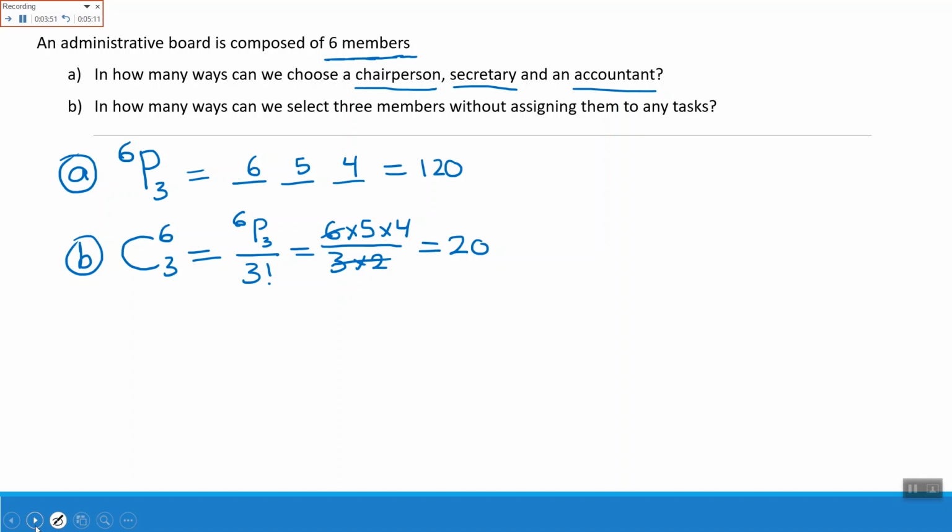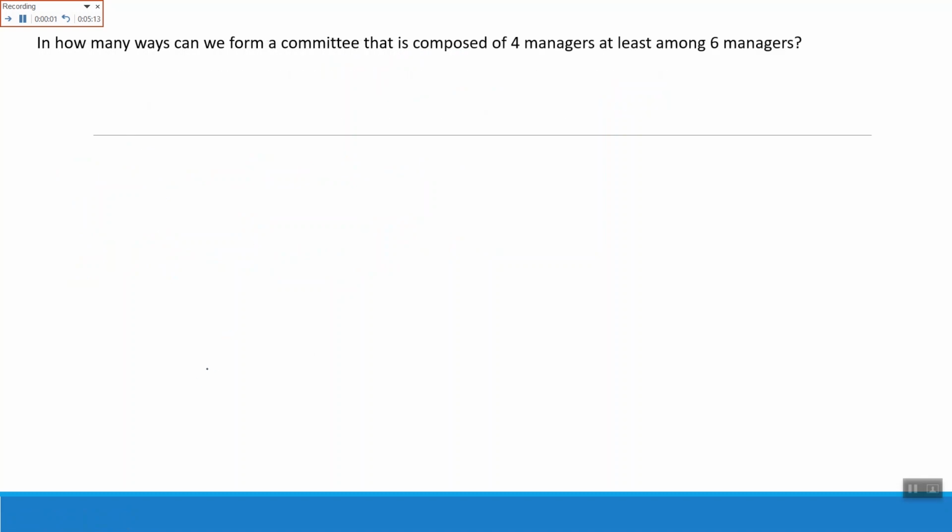Okay, so let's see another question. The third question says, in how many ways can we form a committee that is composed of at least 4 managers among 6 managers? Again, what we care about is the idea. Here we want to make a committee of at least 4 managers among 6 managers. At least is a key word. So what do we want? Do we want to select or do we want to arrange? Here it's only managers. Do they have the same responsibility? Yes, they have the same responsibility. We don't have different responsibilities. We don't have different positions. And that's why it's going to be a combination.